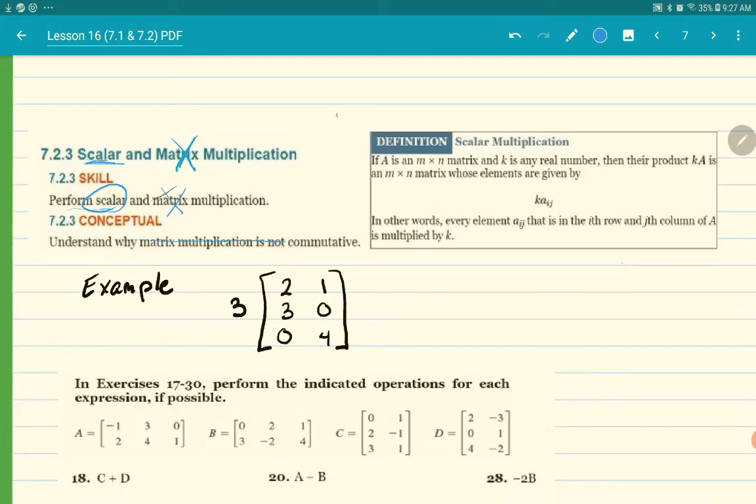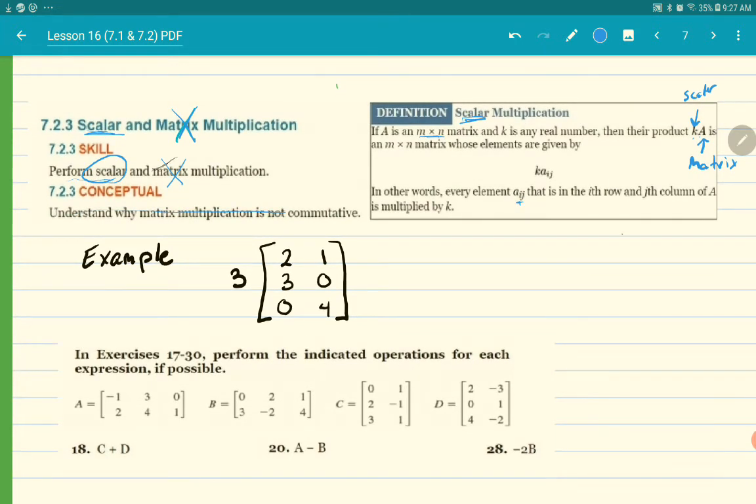Scalar multiplication. So if I have a matrix, m by n, then I can multiply by any scalar. A scalar is just a single number, just a single constant, so k. K is any real number. Then this product, k times A, so k is a number, a scalar, whereas A is a whole matrix. A is capital A, it's representing a matrix. So every element of that matrix will be multiplied by that scalar k.